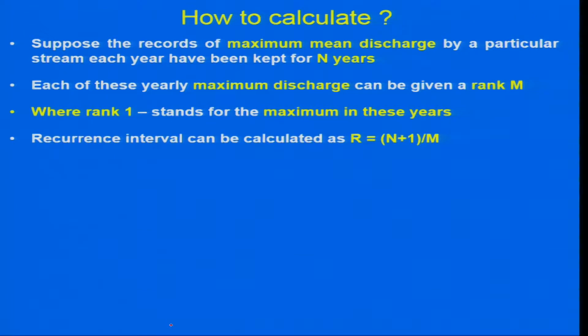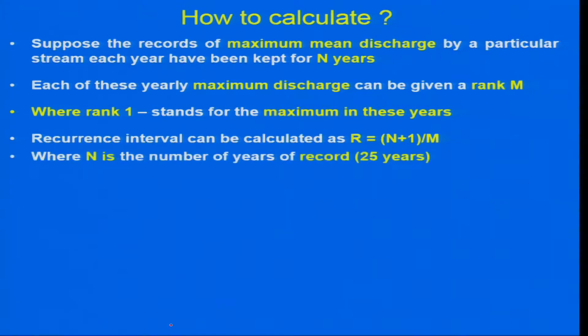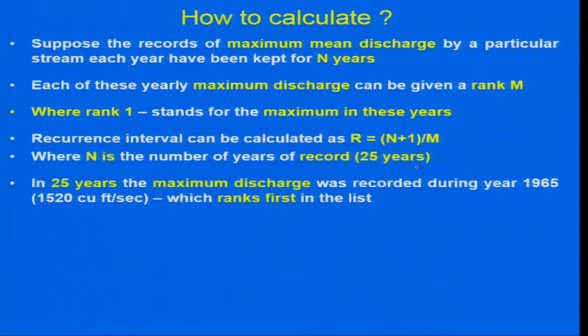A recurrence interval can be calculated as r equal to (n plus 1) by m, where n is the number of years recorded. For example, you have the data of 25 years, and in those 25 years the maximum discharge was recorded during the year 1965, along the Thompson River. That is 1520, which ranks first.